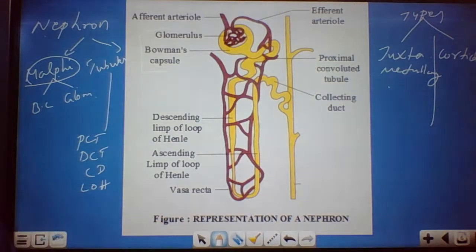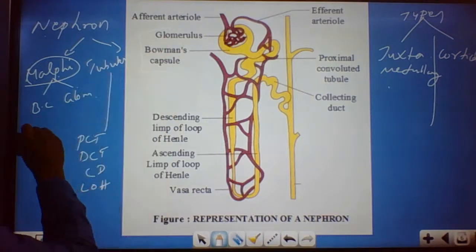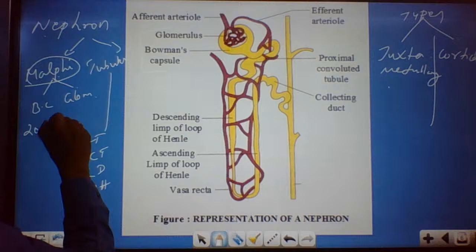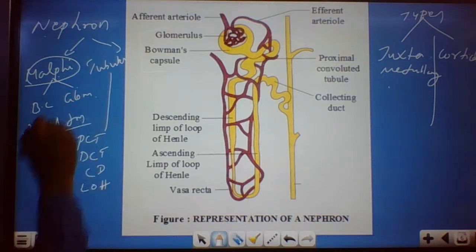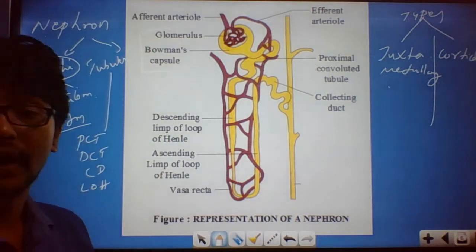Fine. So the Malpighian body is actually 200 microns in diameter. What is the size of this Malpighian body? 200 microns in diameter. What is the main function of this Malpighian body?